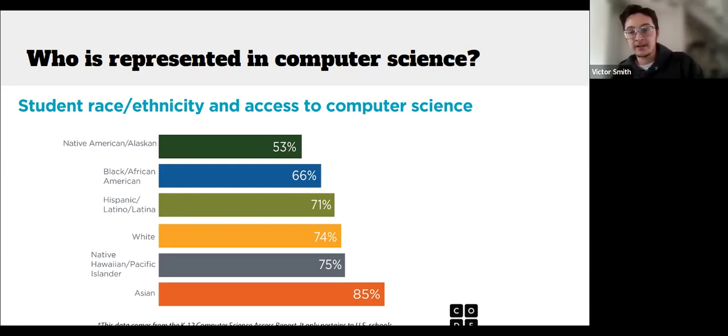The stats don't match. White isn't the highest, so it's different than the picture book category. There are more representations of Asians in computer science, or Asian students, I should say.